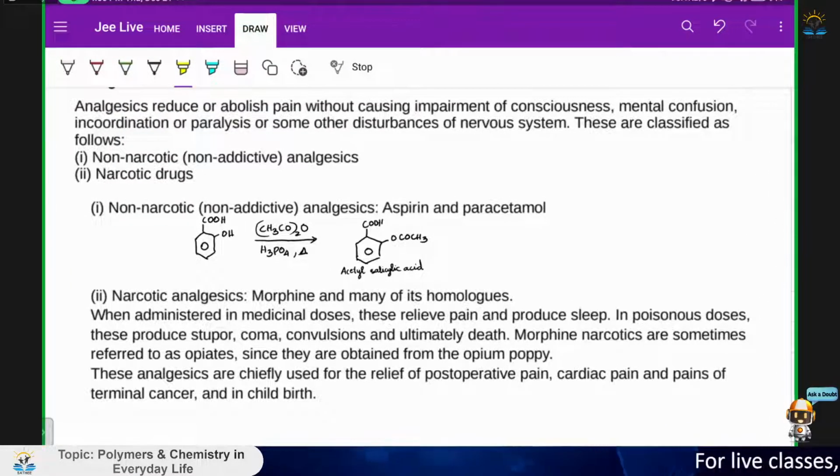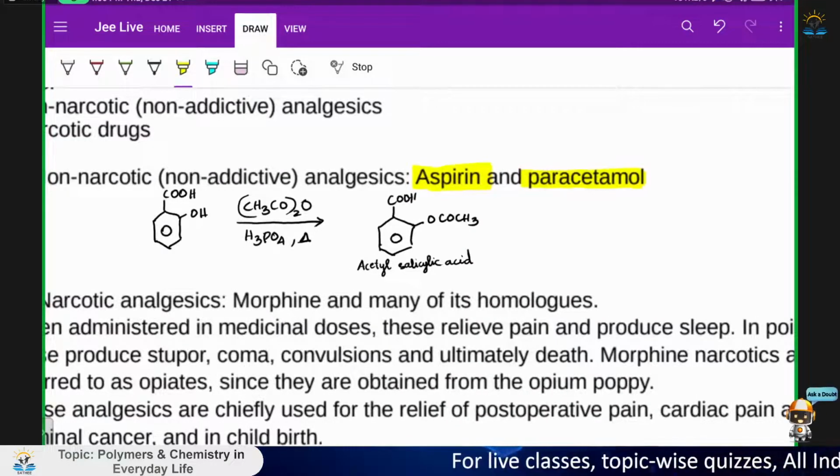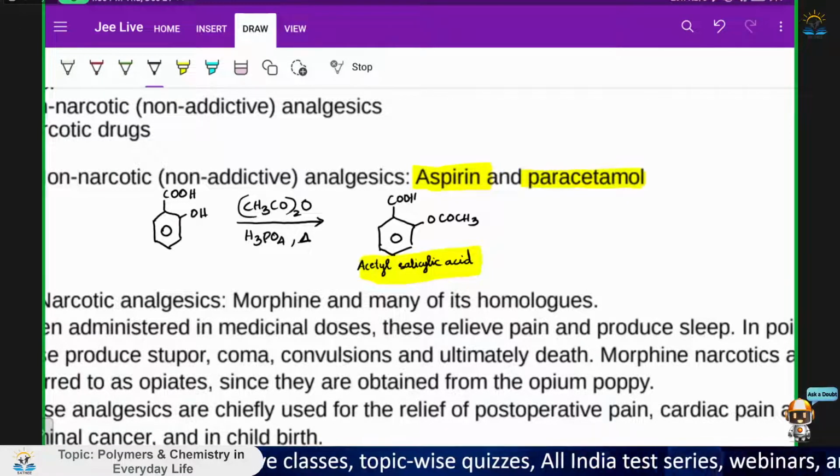For non-narcotic drugs, we have the examples of aspirin and paracetamol. Here we have the preparation method for aspirin. We already learned this in another chapter: salicylic acid undergoes acetylation, and we get acetyl salicylic acid, which is the structure of aspirin.